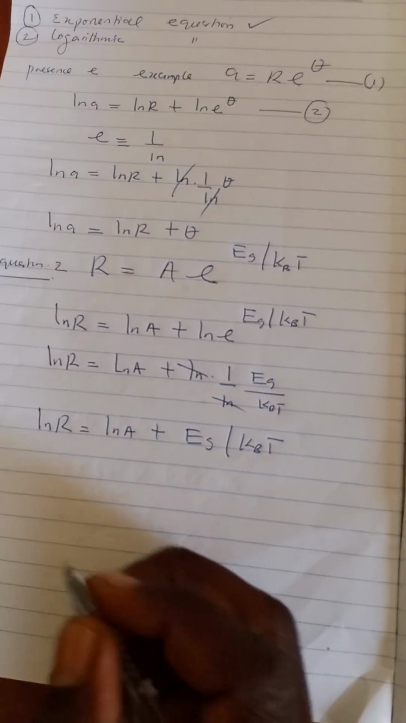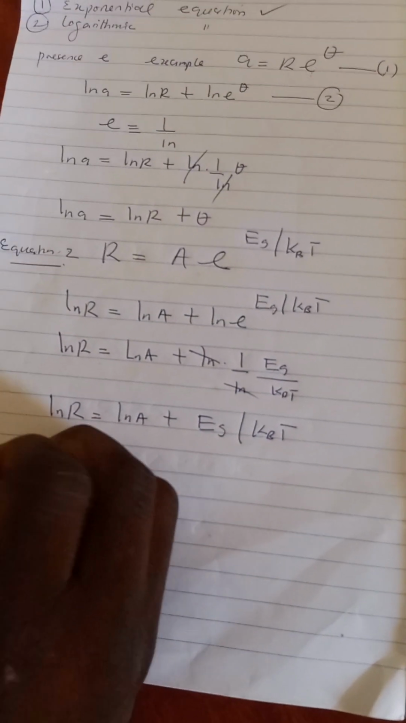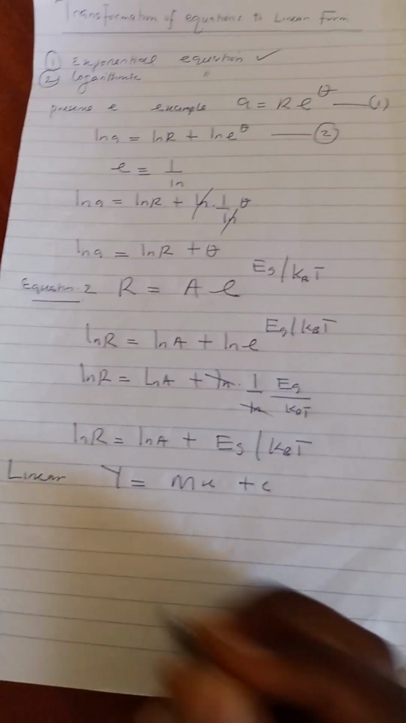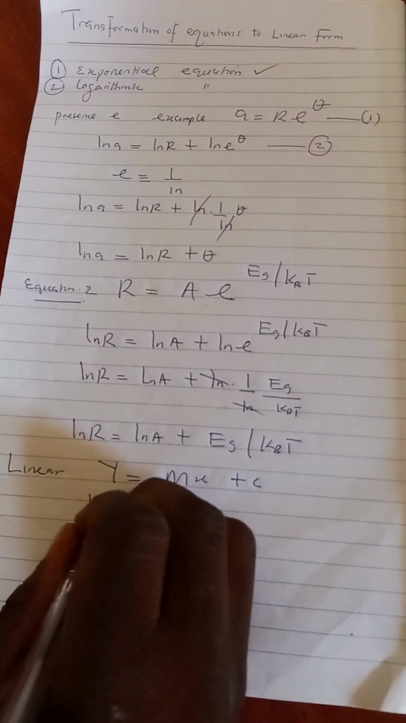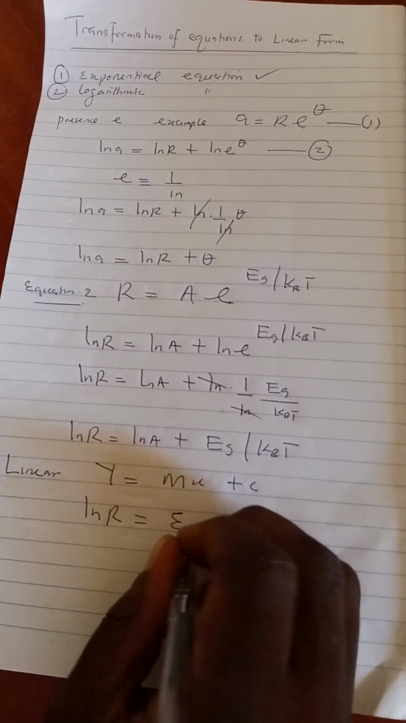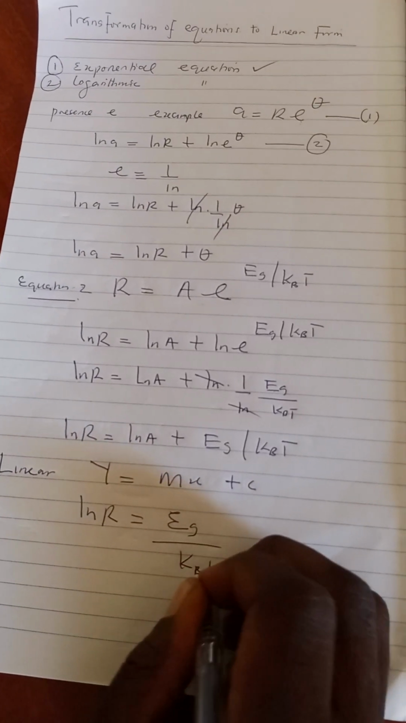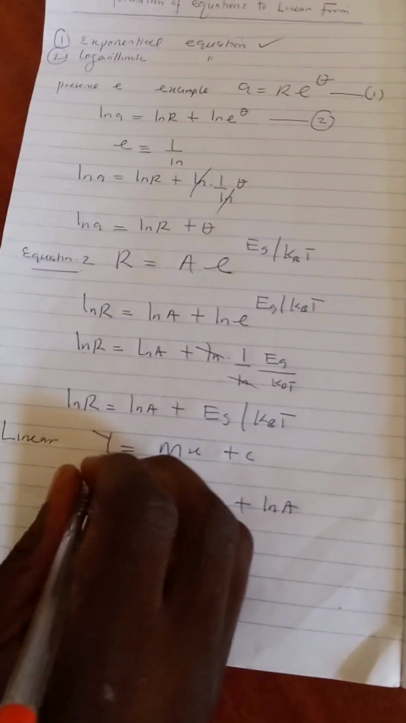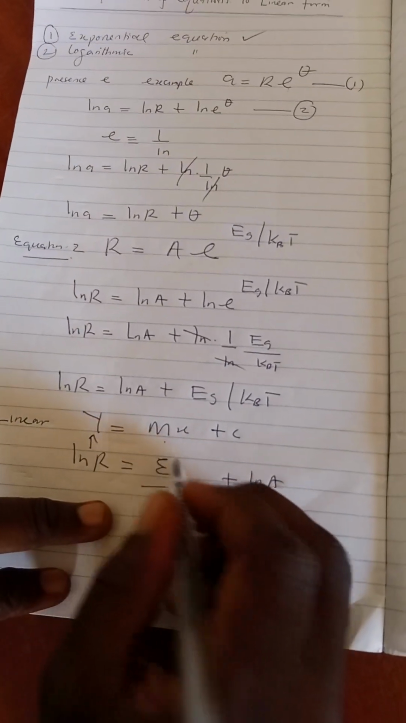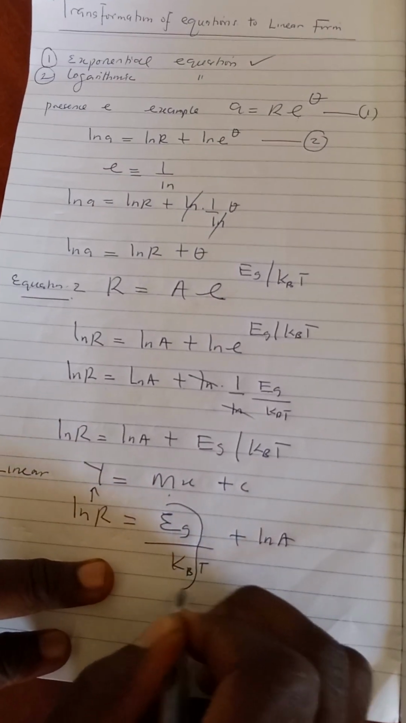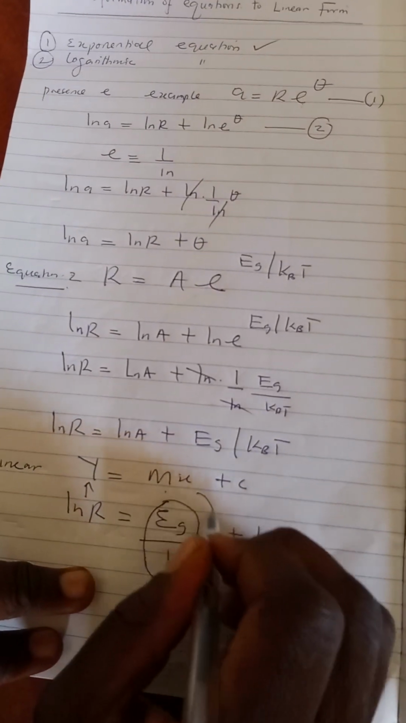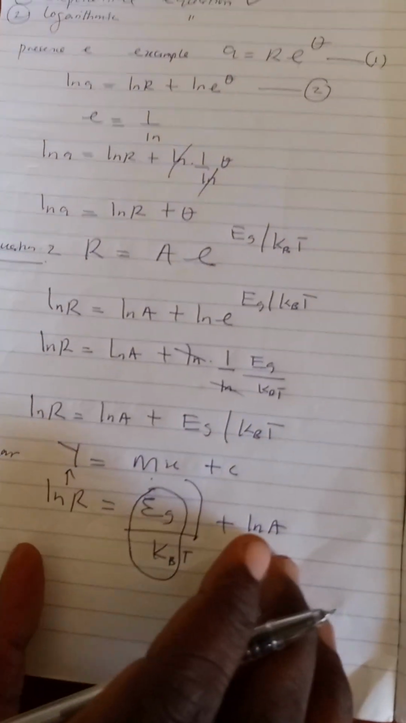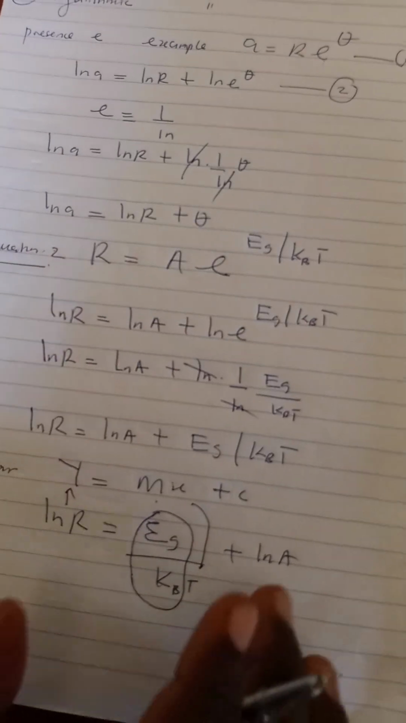Rearranging to linear form, we know that linear equation says y is equal to mx plus c. So if we rearrange this one, we have ln R is equal to Eg over kBT plus ln A. So that our y-axis stands for what? ln R, and our m stands for Eg over kB, while our x-axis stands for 1 over T and c stands for ln A. This equation is being transformed to linear form.